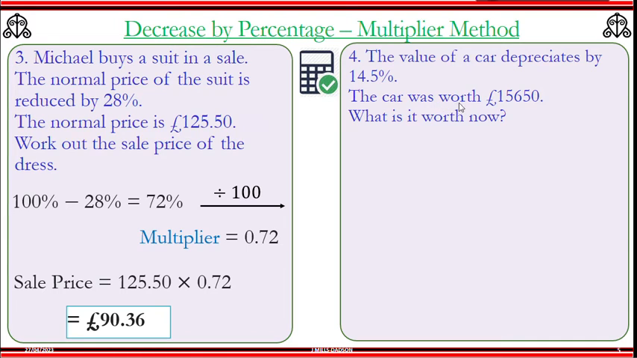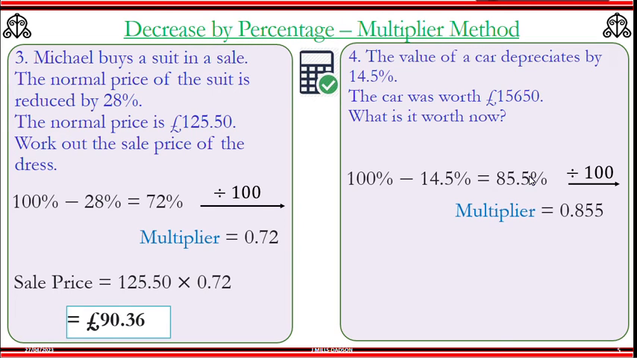So the car was £15,650, and we're going to reduce this by 14.5%. The first thing is the original price is 100%. We reduce it by 14.5%, and that gives us 85.5%. Divided by 100 to get a multiplier, it is 0.855.